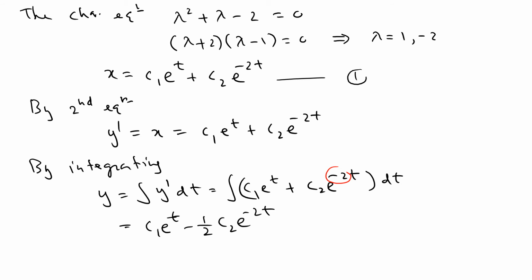Perfect. And then the question is, are we going to add any more constants? Actually, since we already have two constants, because there are only two equations and two constants, we don't need any more constants. So I'm not going to add an extra one. Okay, so that's a special observation here. So good. So this is equation number two.